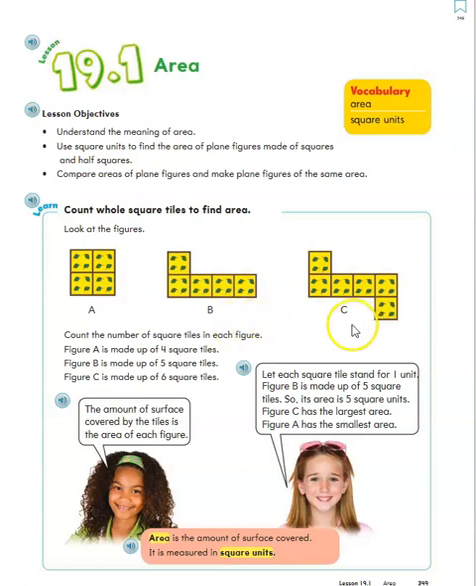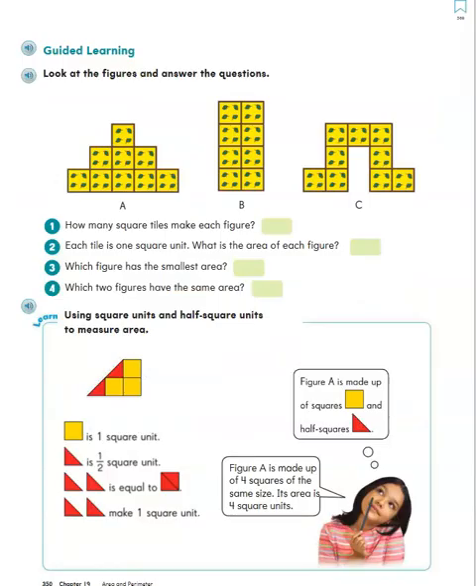Okay, let's look at shape C. This one looks a little bigger. This one has 1, 2, 3, 4, 5, 6. So that means the area of shape C is 6 square units. Okay, let's look at a few more examples. So we've got 3 shapes here, A, B, and C.